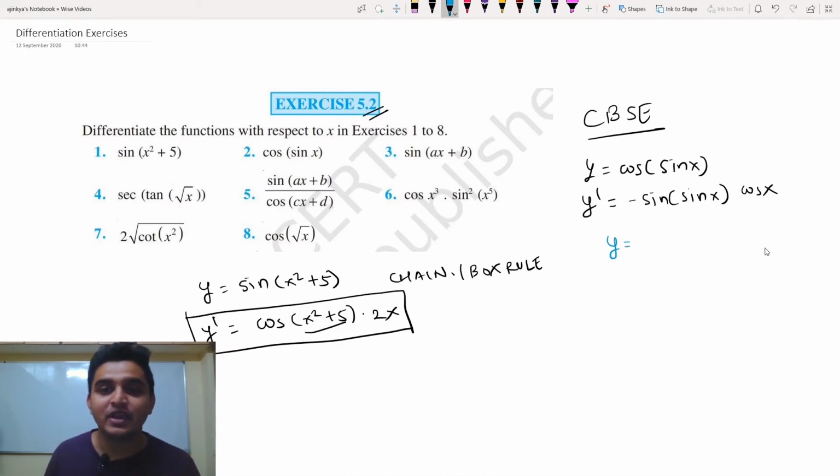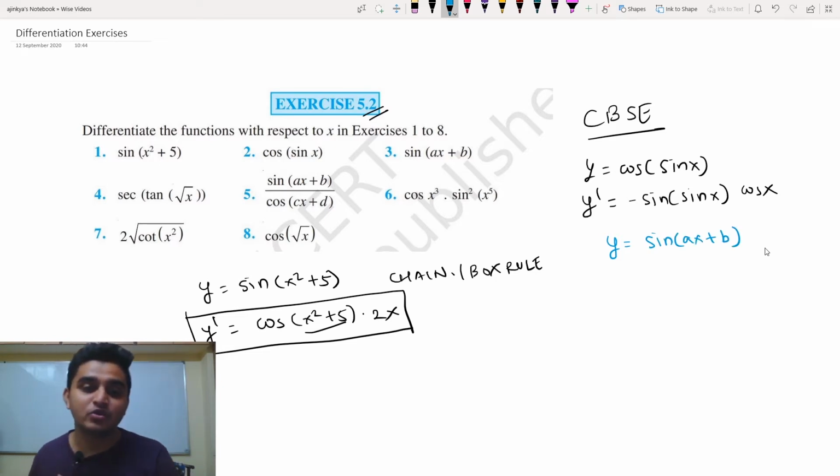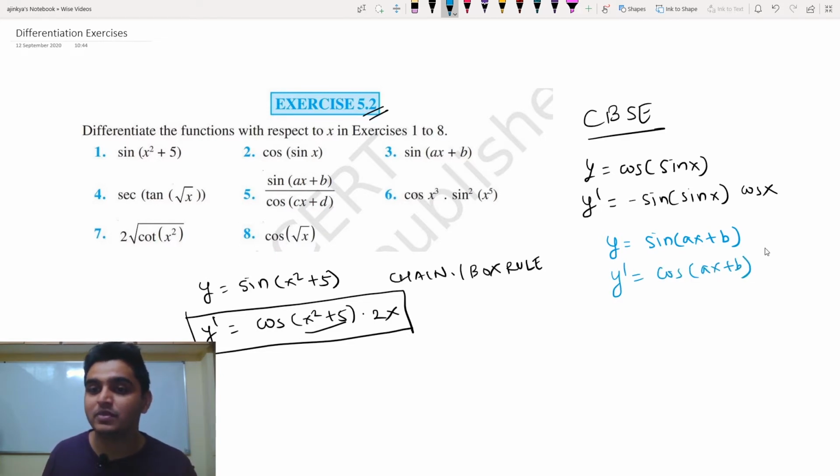In the third question we have y equals sine of ax plus b. These are very easy examples, so I'm just going to speed run through all answers, and we're going to make sure that we have cleared the concepts in 5.2, 5.3, 5.4 up until 5.6. So y dash will be the differentiation of sine, which is cos of whatever the function is, which is ax plus b, times you have to differentiate ax plus b. Since ax differentiated will be a and b is a constant, so it's 0. So your final answer will be a times cos of ax plus b.